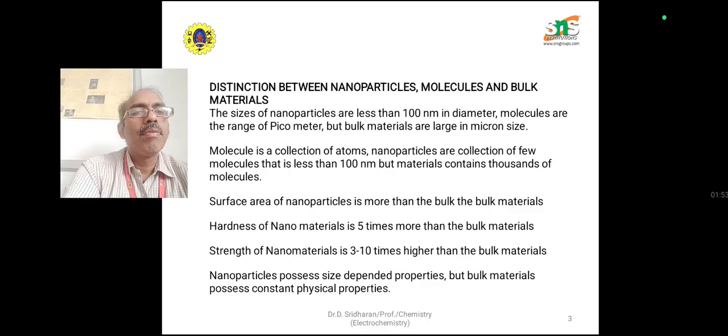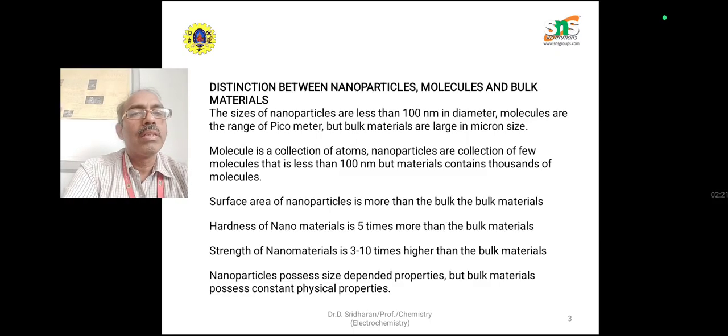A molecule is a collection of atoms. Nanoparticles are a collection of few molecules, that is less than 100 nanometer, but bulk materials contain thousands of molecules. The surface area of nanoparticles is more than the bulk materials. Hardness of nanomaterials is 5 times more than the bulk materials.